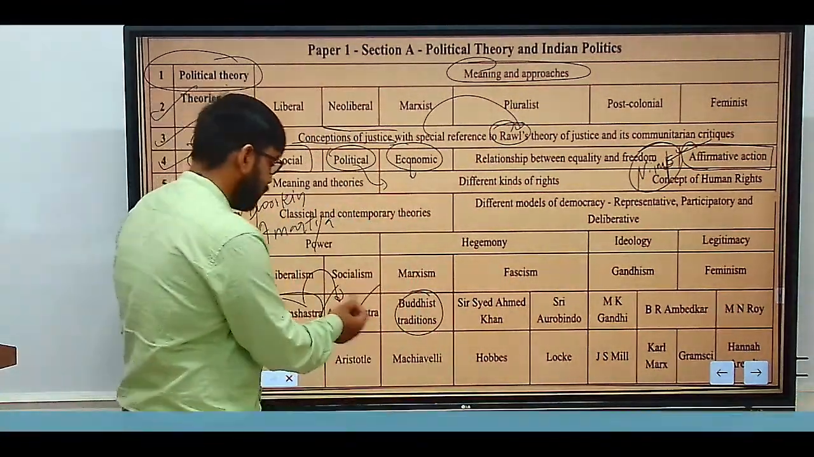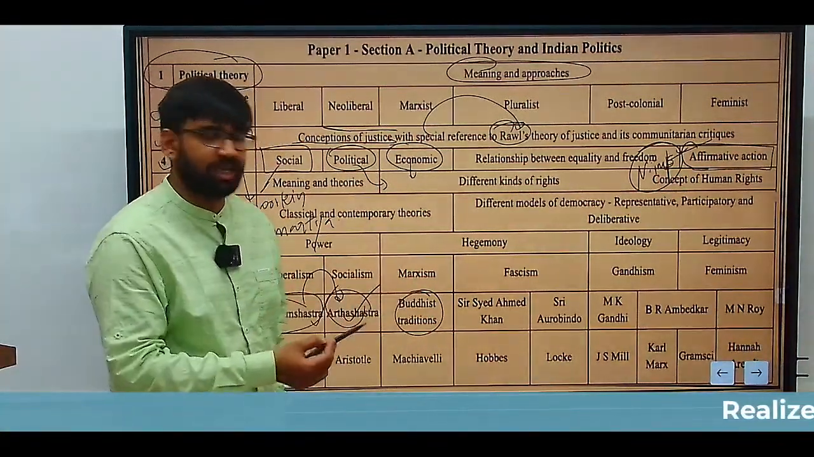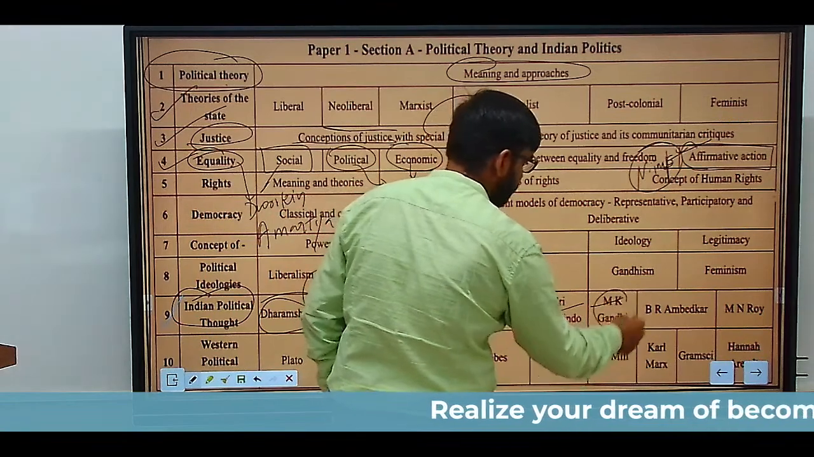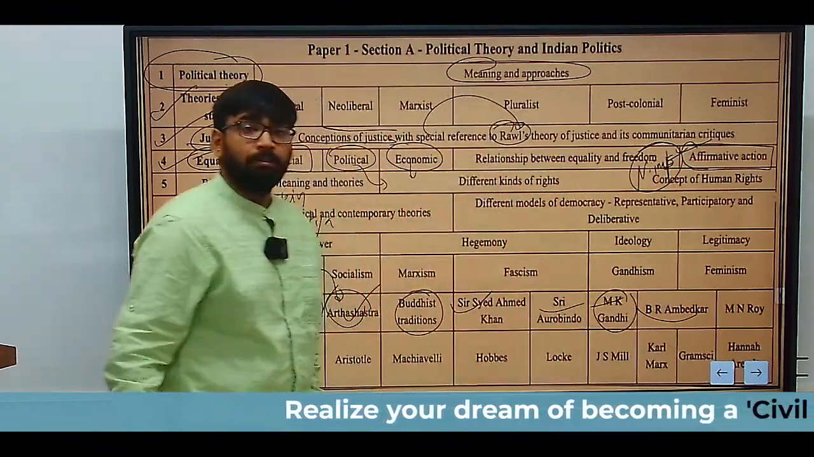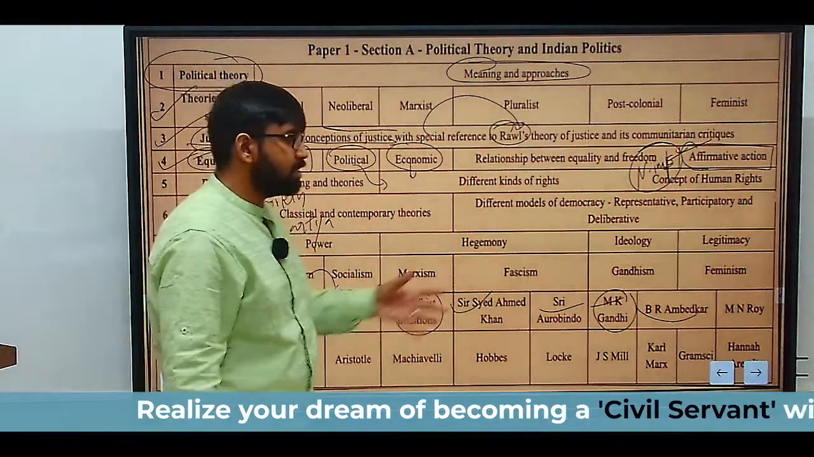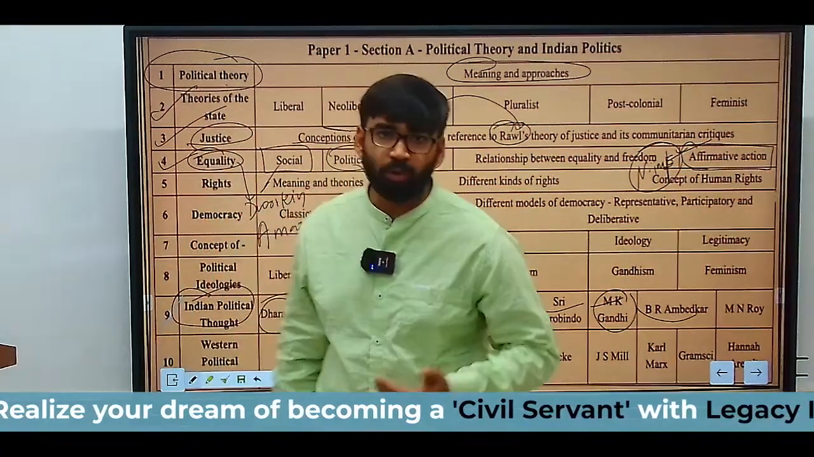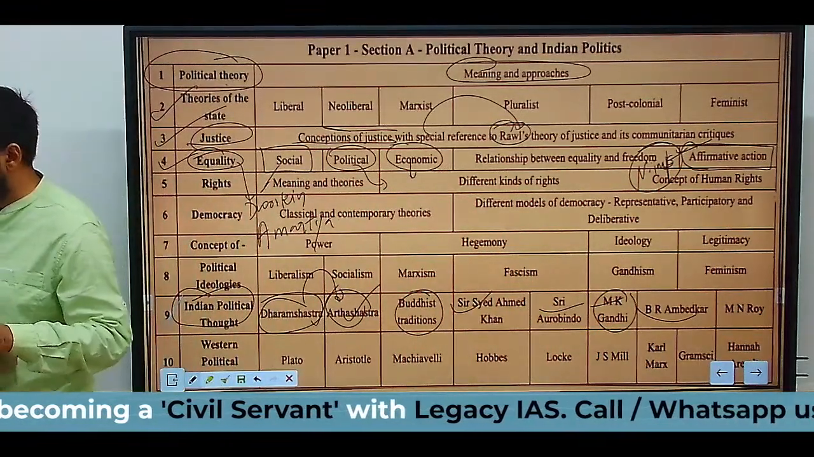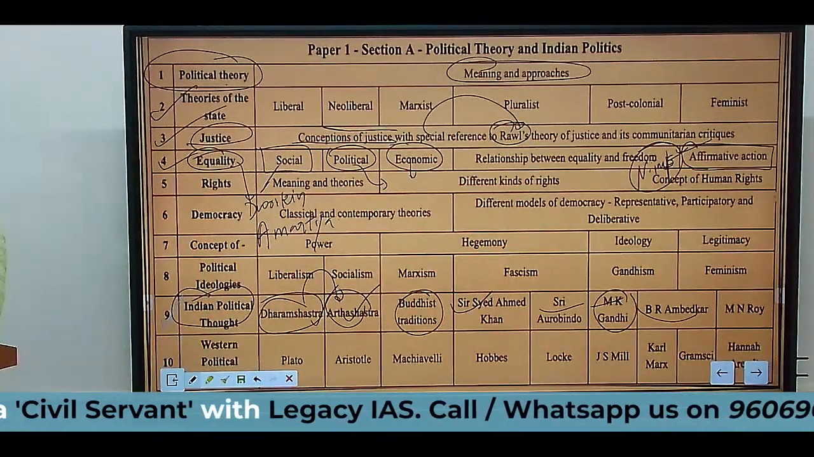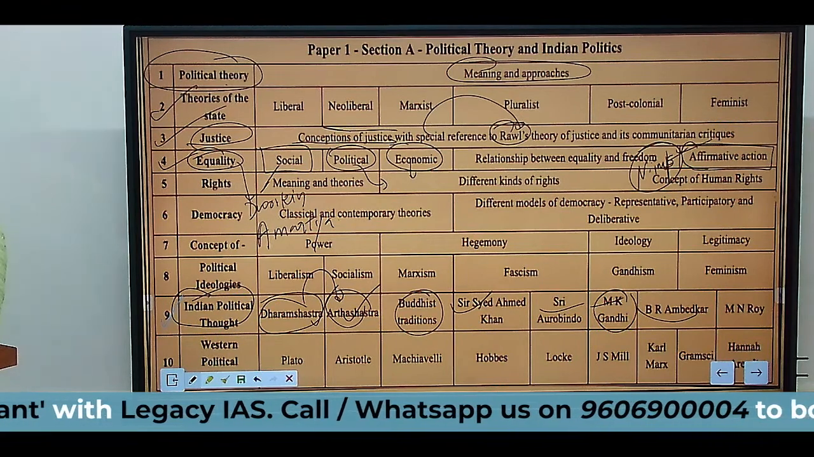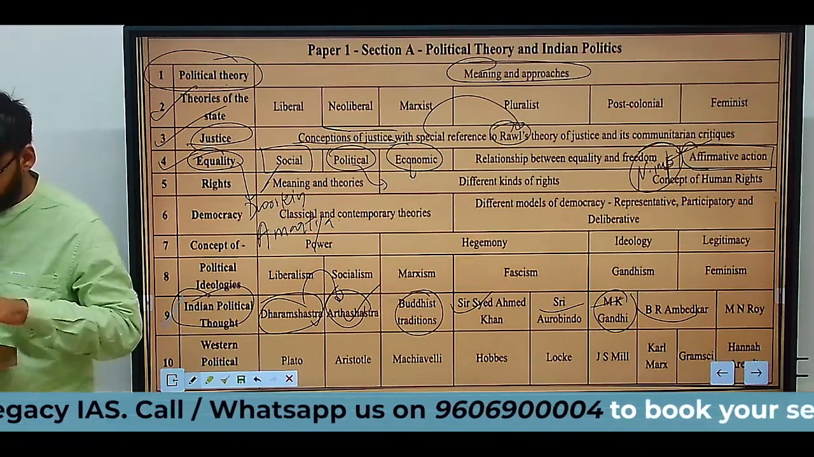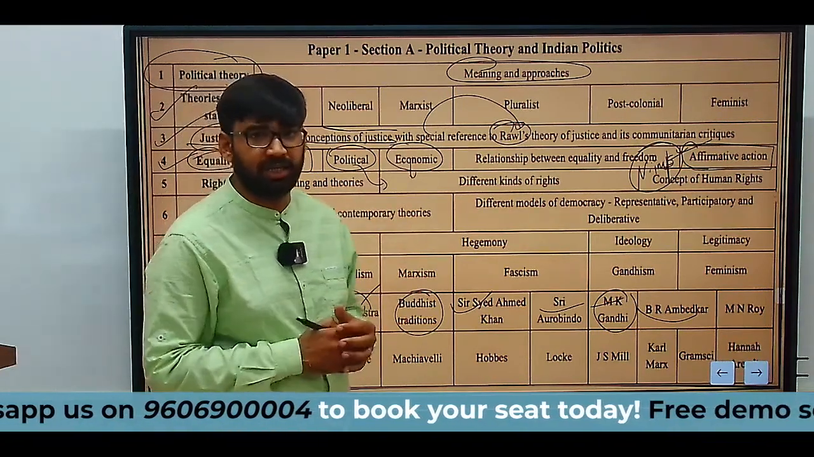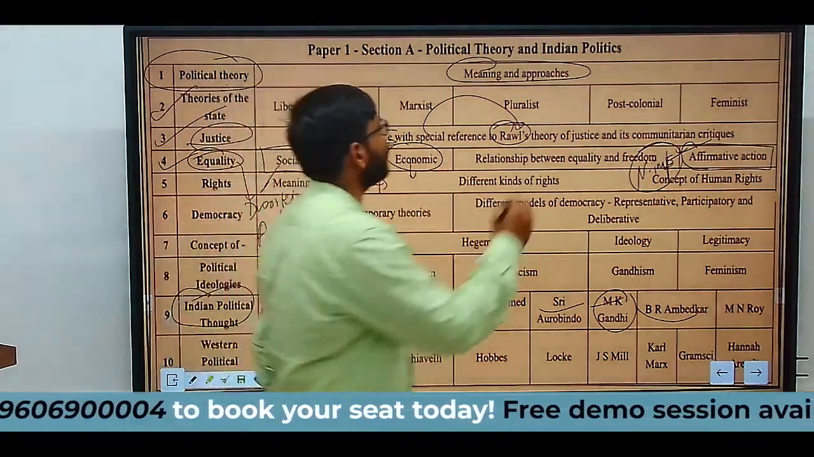Okay, Arthashastra, Buddhist tradition, Sir Syed Ahmad Khan's thoughts, Sri Aurobindo Ghosh, M.K. Gandhi, then B.R. Ambedkar, M.N. Roy. These thinkers are very important. That is why Section A of the PSIR optional creates a base for other topics. Okay, so this Section A, political theory, creates a base for other sections.